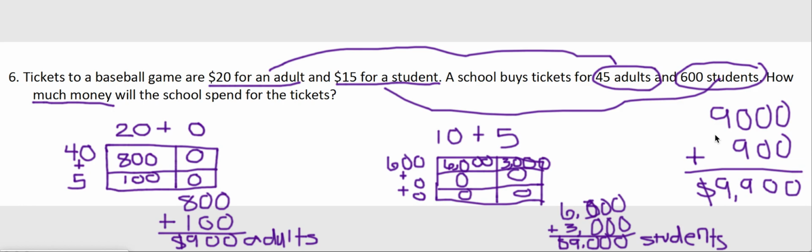Now, another thing that we always want to do is we want to make sure that we put our response into a sentence. So my sentence would say something along the lines of, the school spent $9,900 for the tickets.